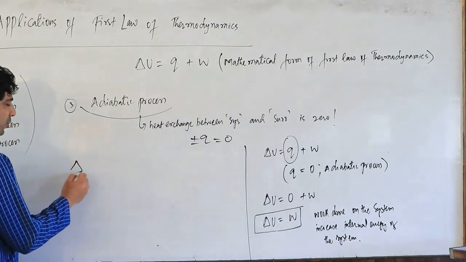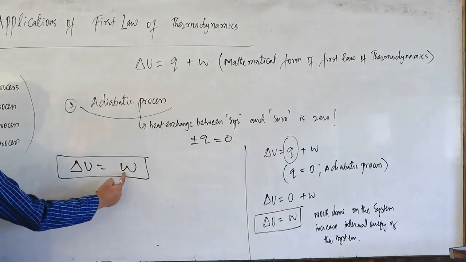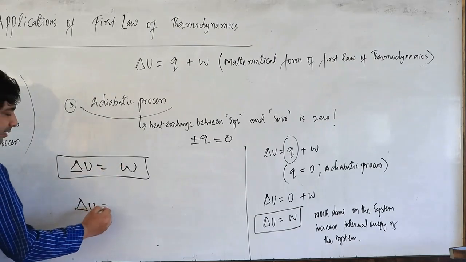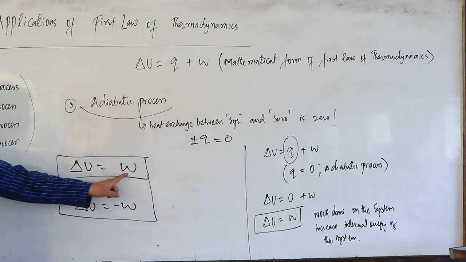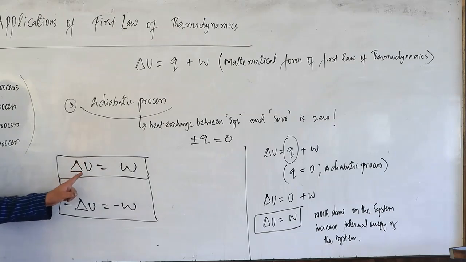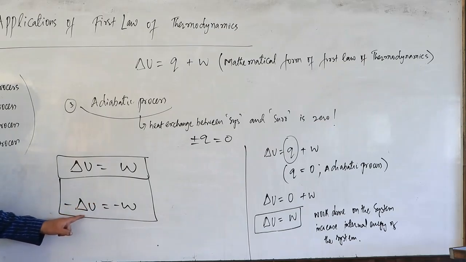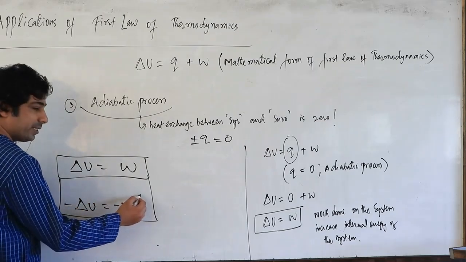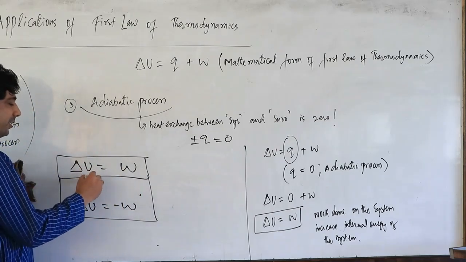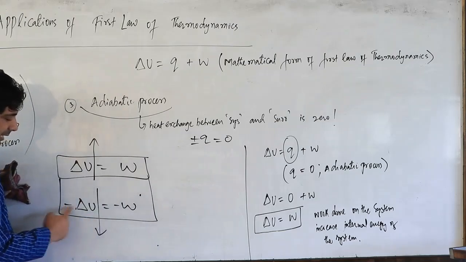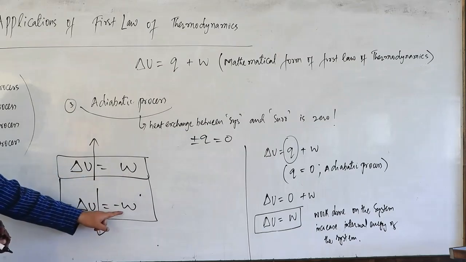Now my dear friends, if I multiply this delta U is equal to W by minus on both sides, you will have two expressions. Delta U is equal to W. This is one expression. If I multiply both sides by negative, just try to understand, it will become like this. Here it means work done on the system will increase the internal energy of the system, and this is work done by the system will decrease the internal energy of the system. So here work is done by the system and here the work is done on the system. So here internal energy is increasing and the minus sign here means that internal energy is decreasing. Work done on the system, work done by the system.